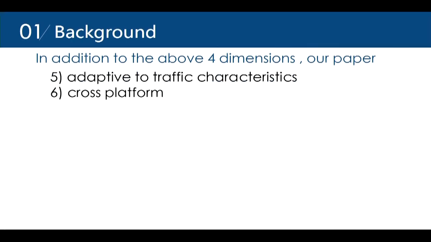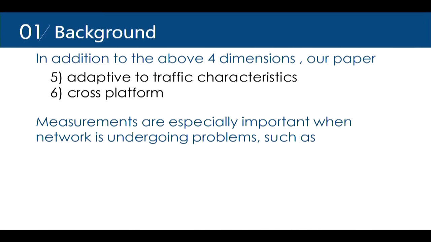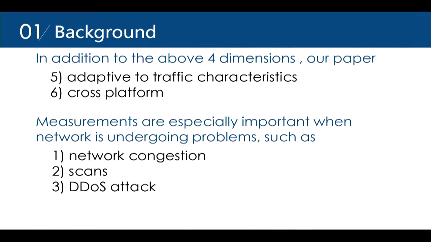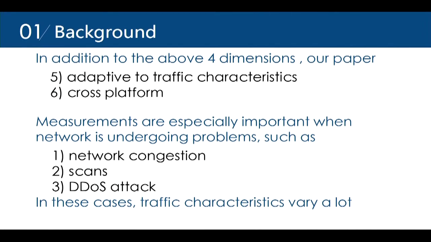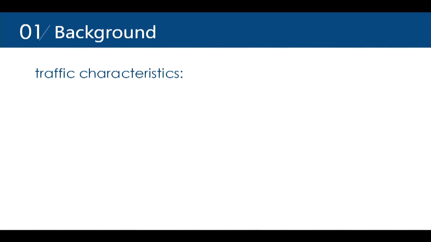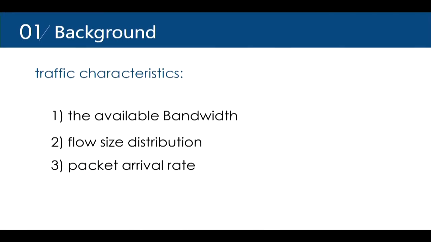In addition to the above four dimensions, this paper pays attention to another two aspects: adaptivity to traffic characteristics and cross-platform. Network measurements are especially important when there are problems in networks, such as network congestion, network scans, and DDoS attacks. In these cases, traffic characteristics will vary a lot. Traffic characteristics include the available bandwidth, flow size distribution, and packet arrival rate.